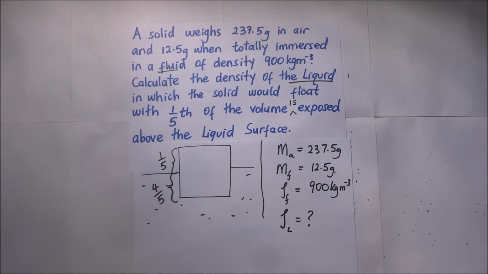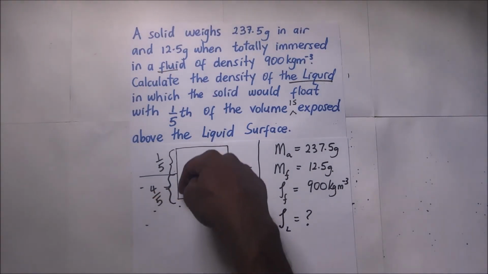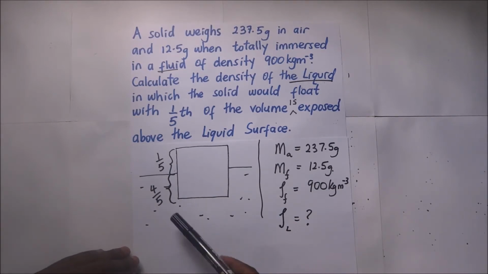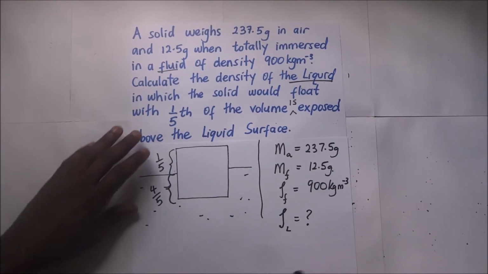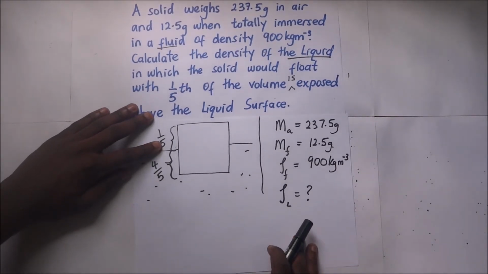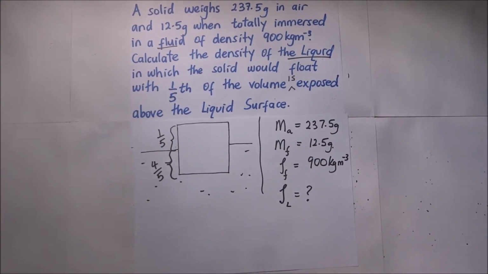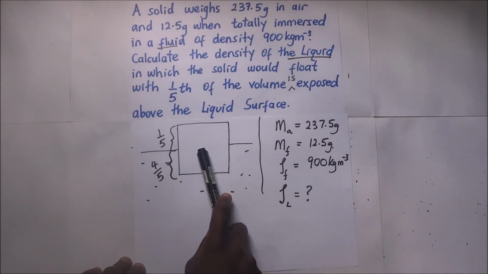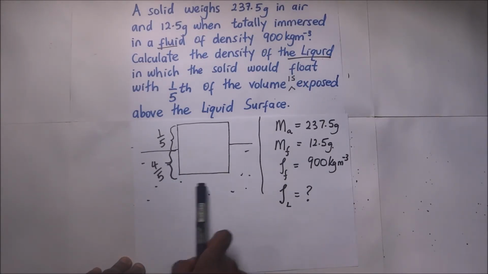So here, below here, it is 4/5. 4/5 of the body is submerged, and a fifth is what is exposed above the liquid surface. And definitely, of course, now we are supposed to find the density of that liquid. So of course, still we are going to use the law of flotation, that the weight of this solid is going to be equivalent to the weight of the fluid that has been displaced.